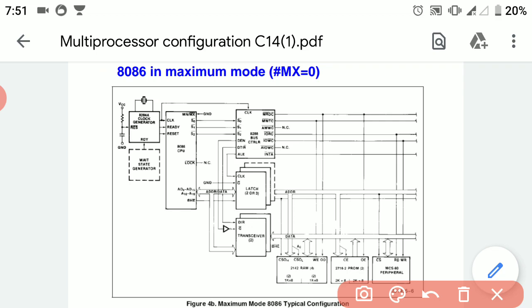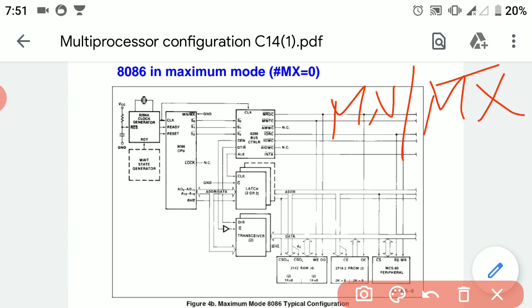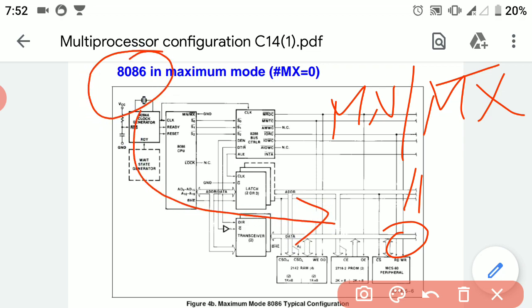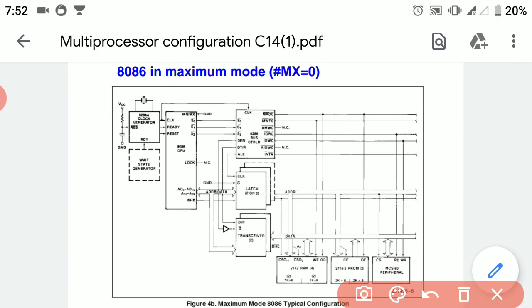In maximum mode, the one important thing is that the minimum/maximum pin should be at zero state, that is low state, to operate the 8086 in the maximum mode model. That is the pin MN/MX. This is one pin. So this pin should be at the low state to operate the 8086 in the maximum mode. Here we can see that this is the maximum and minimum pin. Here we have actually grounded the min/max pin.